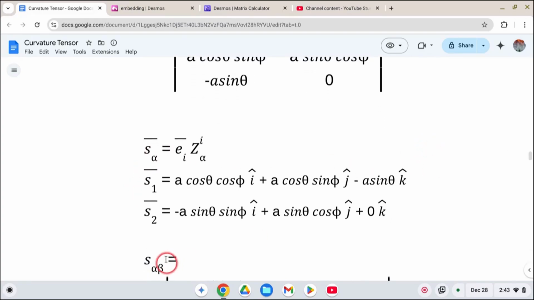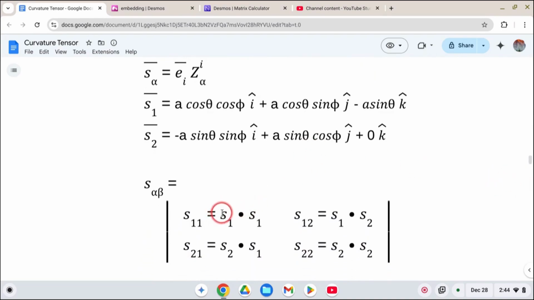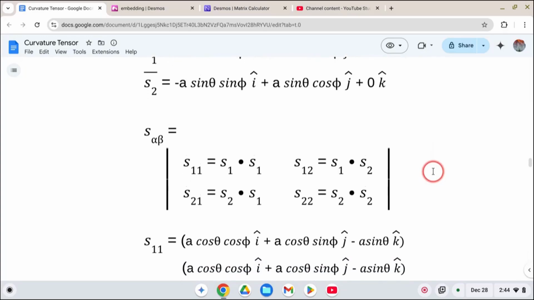And we can use these to find the metric tensor of that surface. And you know what the metric tensor is. It's just the product of the basis vectors. So we have S1 dot S1, S1 dot S2, S2 dot S1, and S2 dot S2. All we have to do is multiply these things out. Now remember, you're dealing here with orthonormal basis vectors. So i hat dot i hat is 1, but i hat dot j hat is 0. So all of these cross terms, ij, ji, jk, kj, ki, are all 0. So you don't have to worry about any of those.